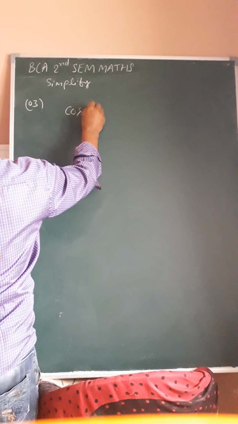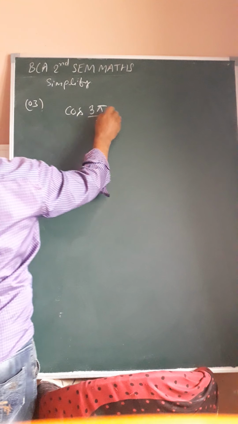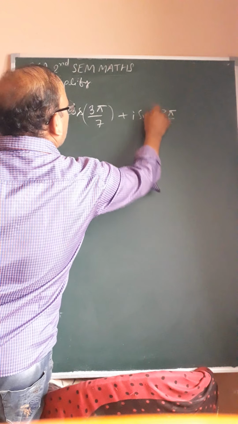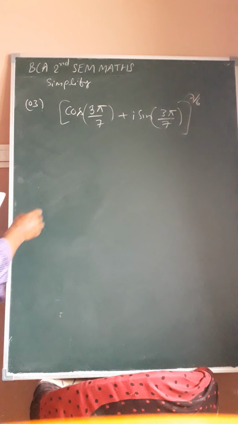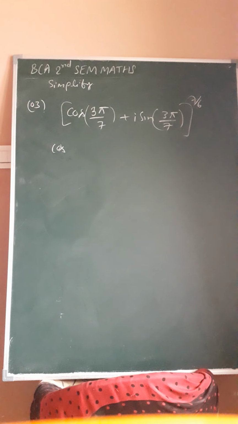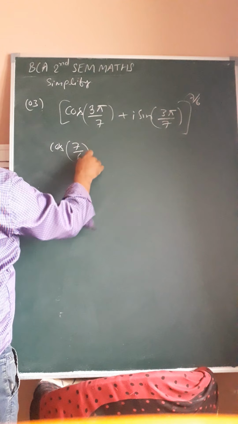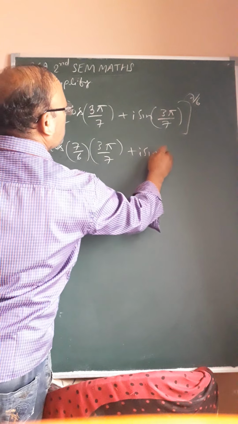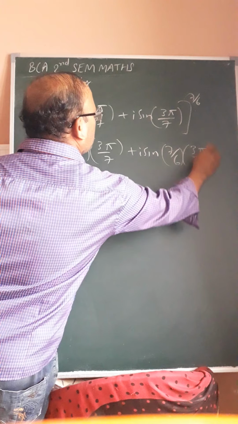Simplify cos of 3 pi by 7 plus i sin of 3 pi by 7, all to the power of 7 by 6. So this is according to De Moivre's theorem: cos of 7 by 6 into 3 pi by 7 plus i sin of 7 by 6 into 3 pi by 7.